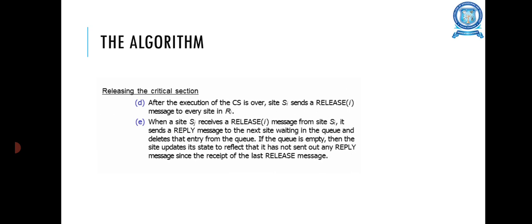The final step is releasing the critical section. After the execution of the critical section is over, the site sends a release message to every site in Ri. When a site Sj receives a release message from the site SA, it sends a reply message to the next site waiting in the queue and deletes that entry from the queue. If the queue is empty, then the site updates its state to reflect that it has not sent out any reply messages since it received the last release message.